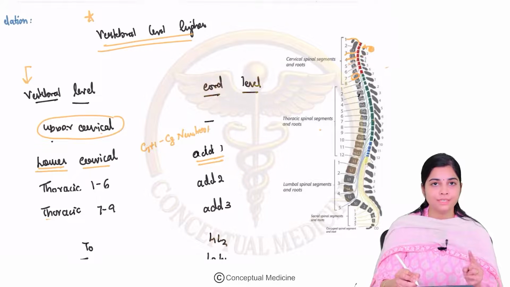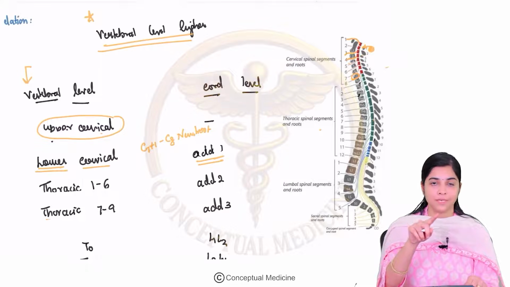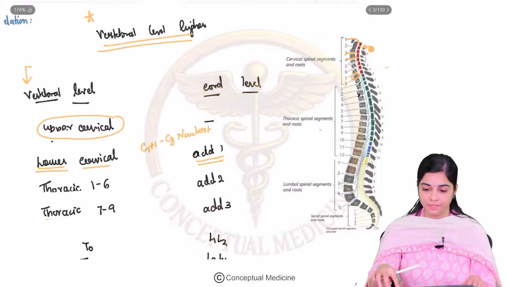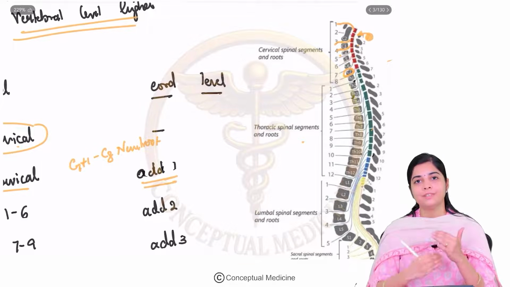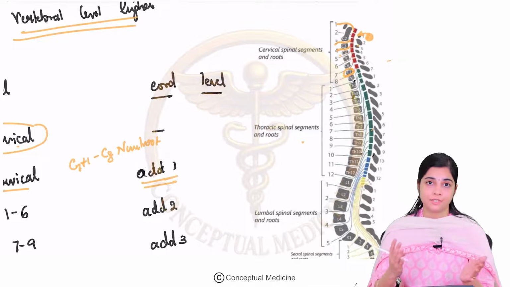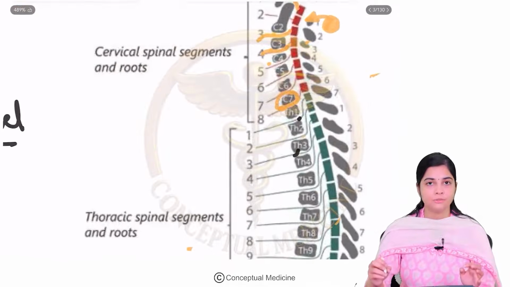So when you count it, it may be at the level of C7 vertebra. But that doesn't mean that the cord level is your C7. You will have to add 1, right? That is because there is a difference in the number. The number of vertebrae is 7, the number of nerve roots is 8, and there is a differential growth. That is the reason why you should be knowing this.